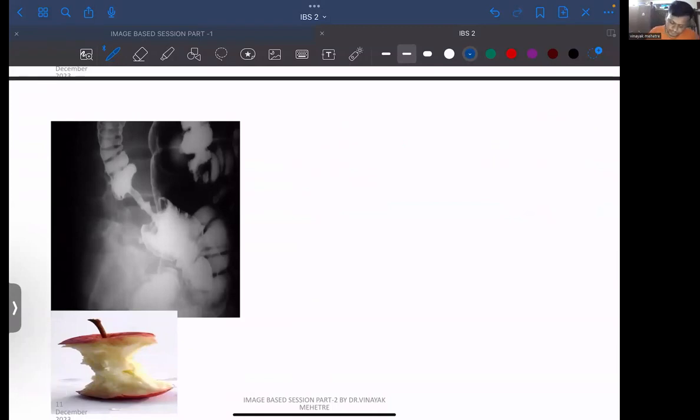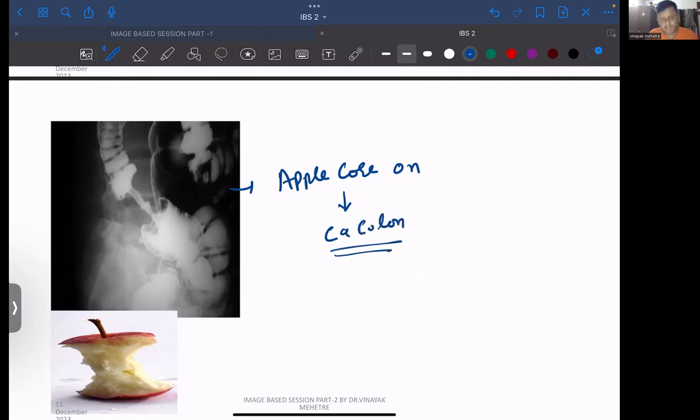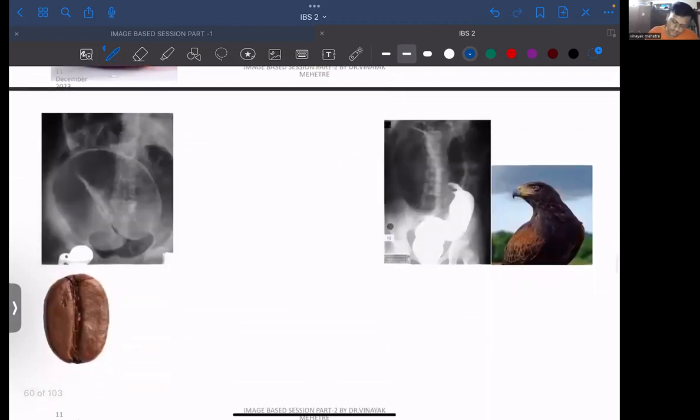Okay, you know this apple core deformity on what? Not on barium swallow. It is barium meal or barium meal follow through. Answer is cancer colon. Okay, apple core deformity, cancer colon. It looks like a coffee bean.